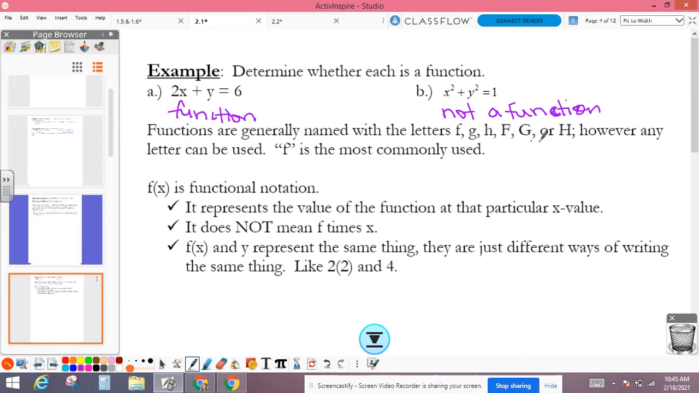All right, so the rest of what's on the screen is just telling you that we tend to name functions with letters. We try to only use F, G, and H, capital or lowercase. F is the most common, but you can use any letter, so if they use something else, it's okay. F of x is function notation. F of x and y are basically the same thing. Make sure that you understand it's not f times x, it's f of x. And it is basically the same thing as y.